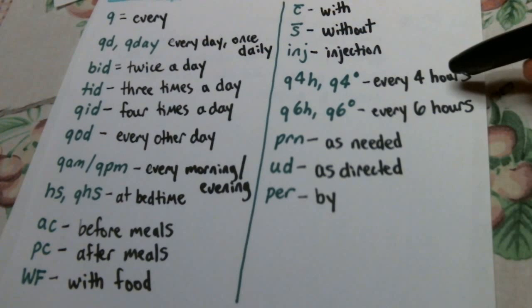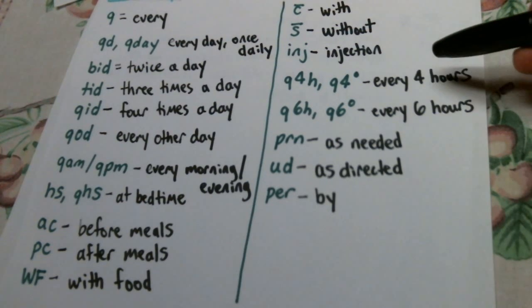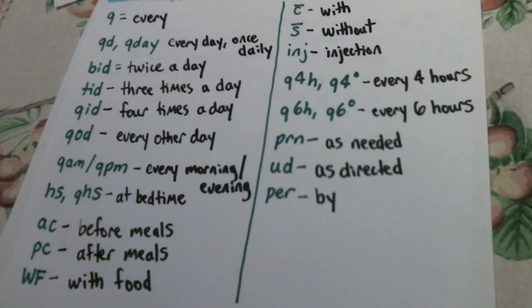If you look back on the right side, we have BID, TID, and QID, and this simply means twice a day, 3 times a day, or 4 times a day. Very common abbreviations that you'll see on prescriptions. HS is for bedtime. The bottom three on the left, AC, PC, and WF, simply concern medications taken around mealtime. So AC is before meals, PC after meals, and WF means with food.